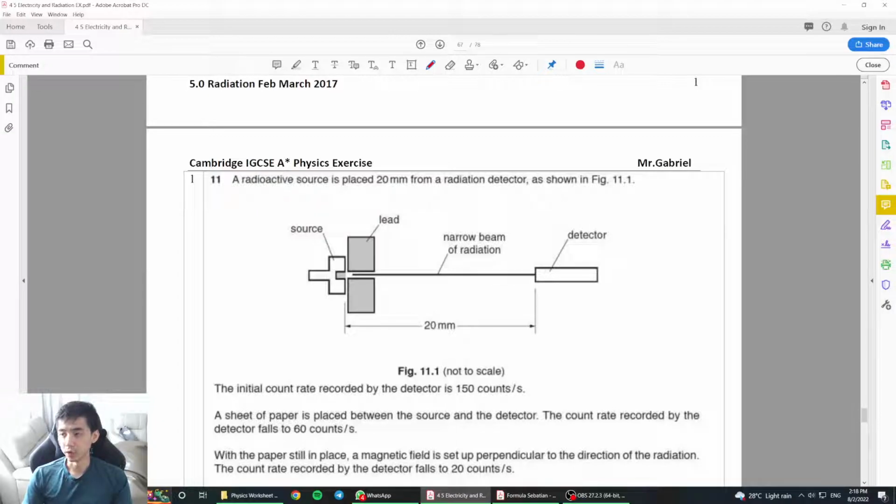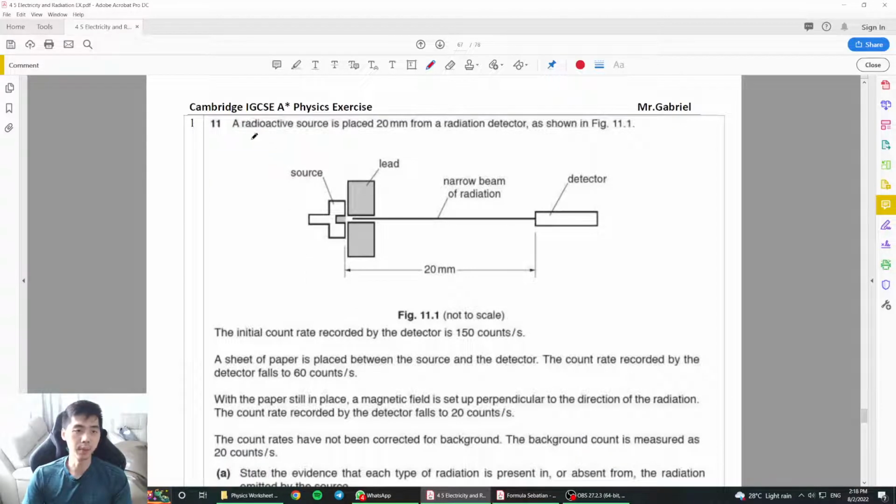Moving on to the final part for this one, for the February-March 2017 paper. A radioactive source is placed 20 mm from a radiation detector as shown in figure 11.1.